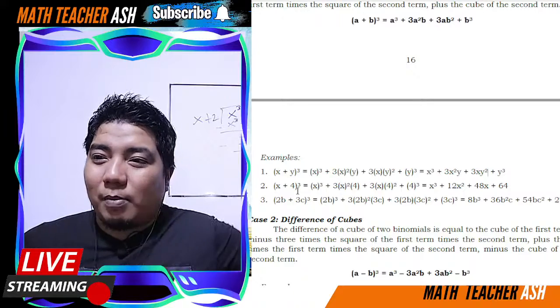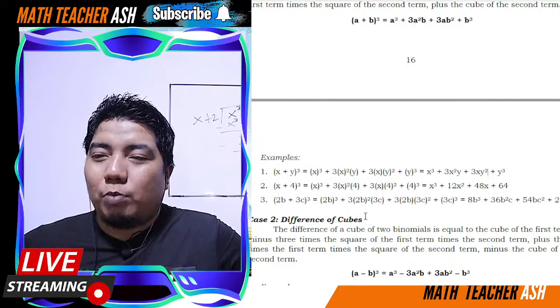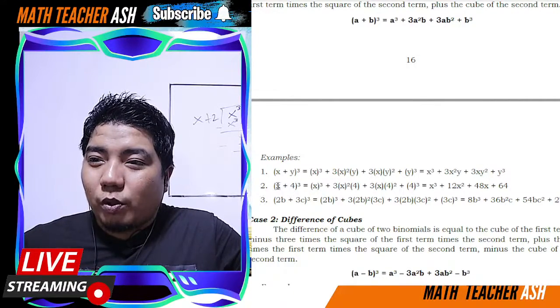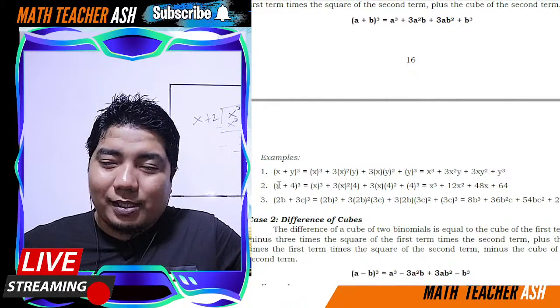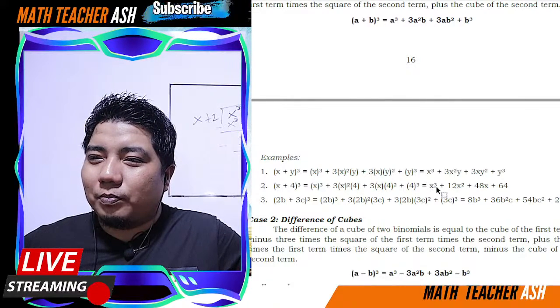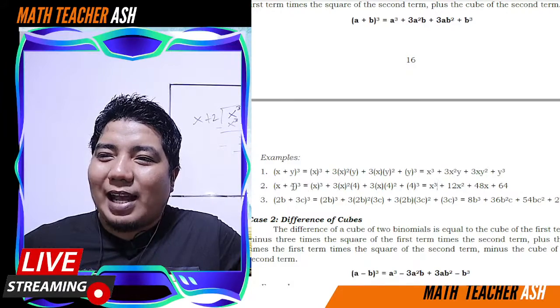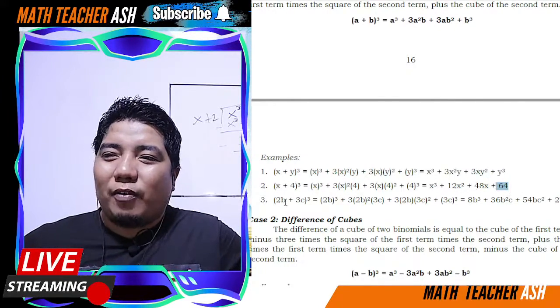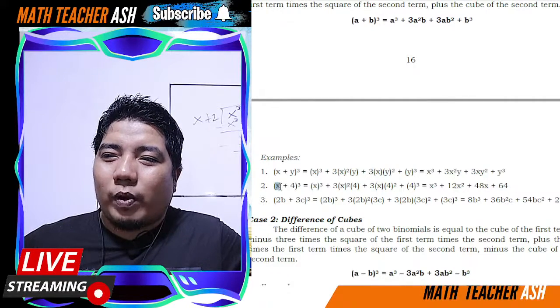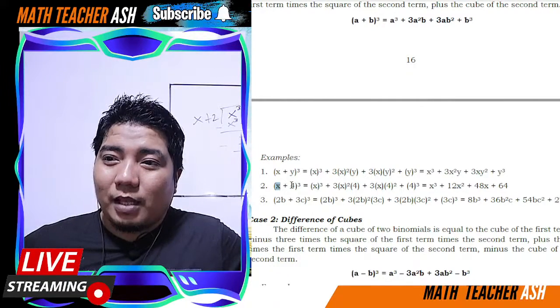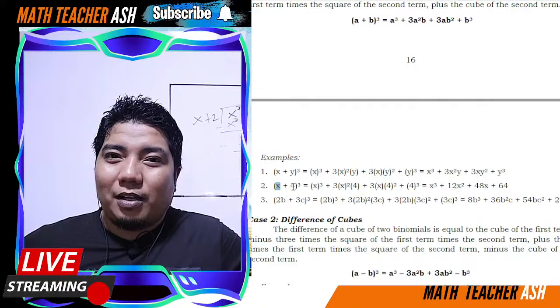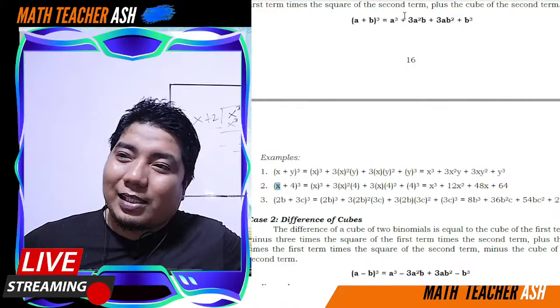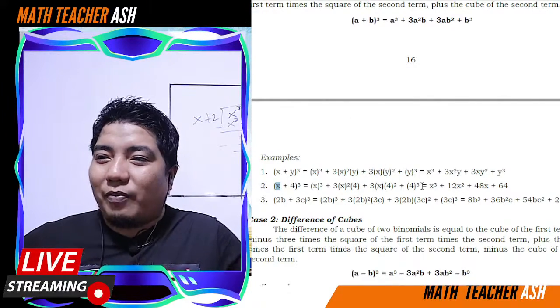So, what if ito naman? X plus 4 cube. Okay. So, x times x times x, x cube. Yan. For the first term. For the last term, 4 times 4 times 4, 64. Okay. For the second term, x squared, okay, times 4. So, 4x squared. So, 4x squared times 3, kasi palaging may 3. So, that is 12x squared.